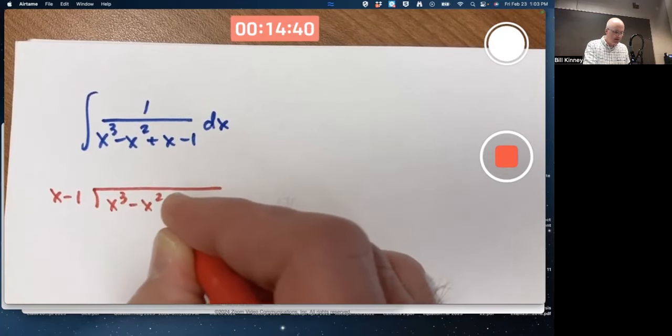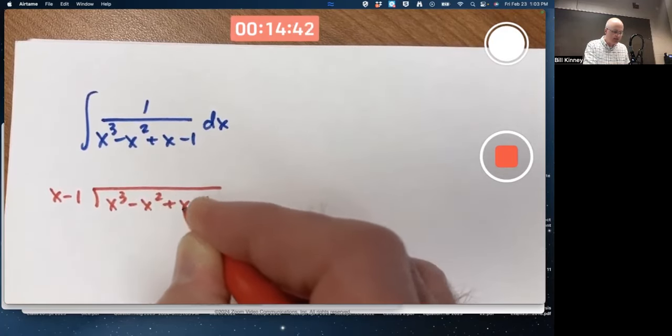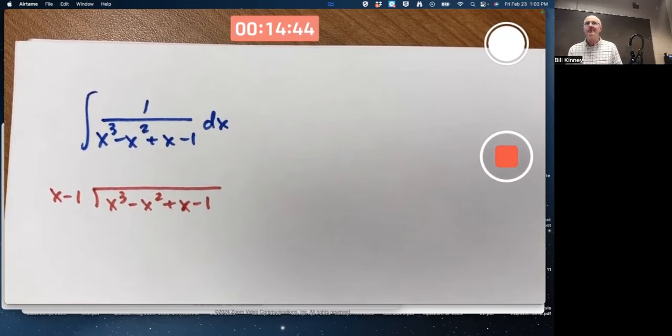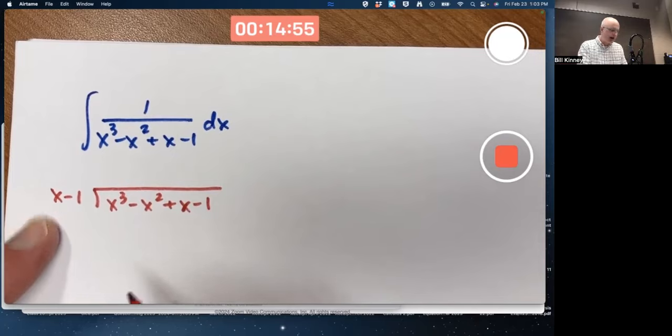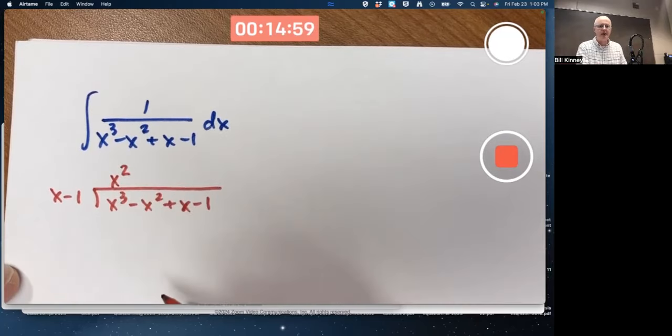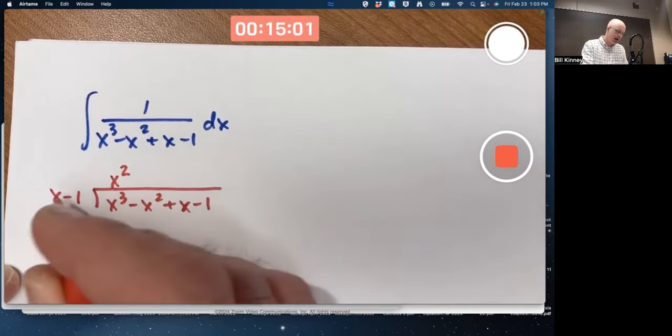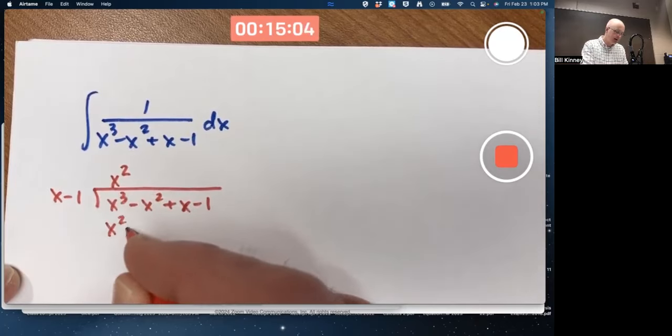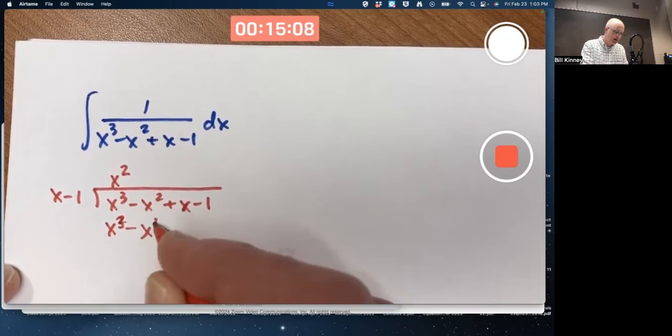So if I do long division of polynomials, dividing x minus 1 into the bottom of this fraction, I should get a remainder of 0. That should happen, since 1 is a root of that. I have to multiply x by x squared to get x cubed. So I put an x squared up there. Then I multiply x squared times each term and put it down here, giving me x cubed minus x squared.